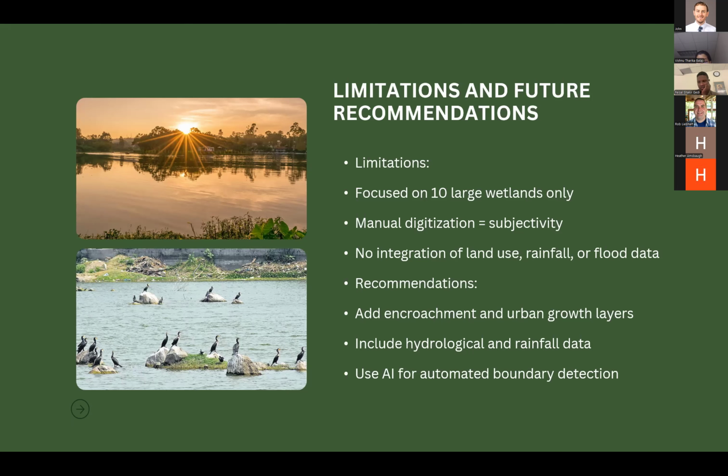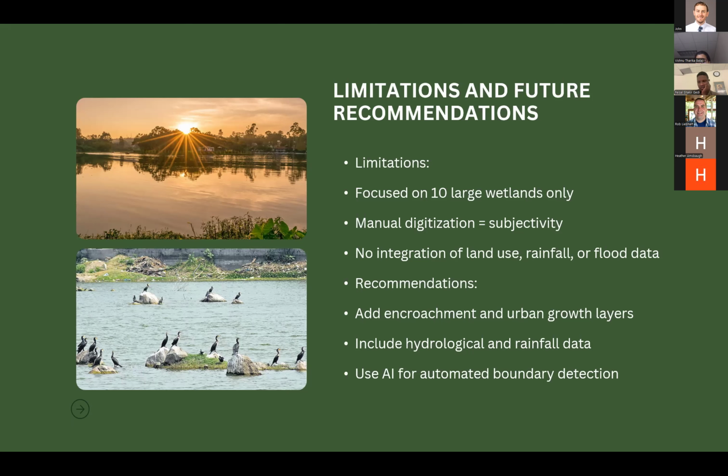And additionally, this analysis only assesses the surface area loss. It does not include any rainfall data or any land use data or any other built-up data. Once we include all of these data into this type of project, we can come up with more meaningful insights.